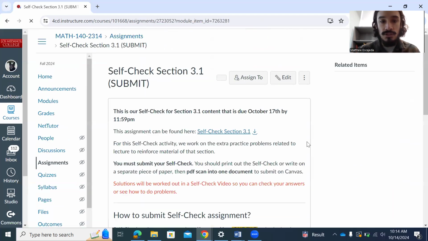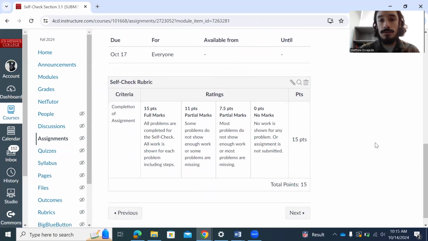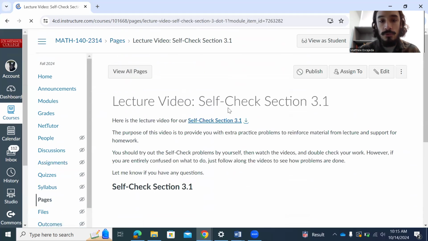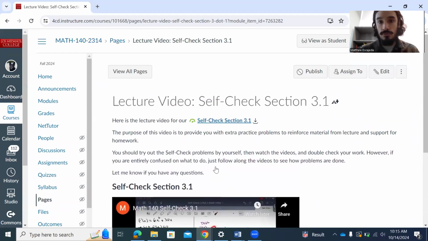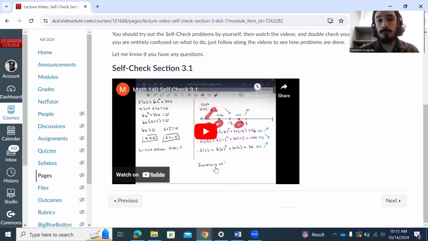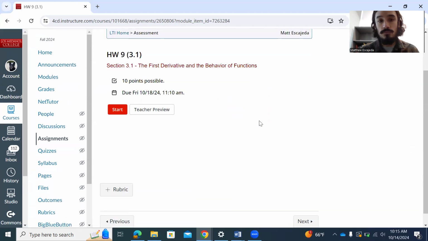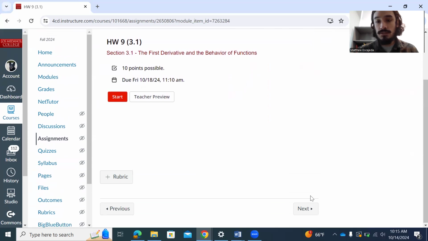Here's our self-check assignment. You're going to want to submit that. Likewise, there will be a self-check 3.1 video where you can follow along and answer the questions if you are stuck on what to do. And here is XYZ 3.1. Here's an assignment; make sure to get that practice in.